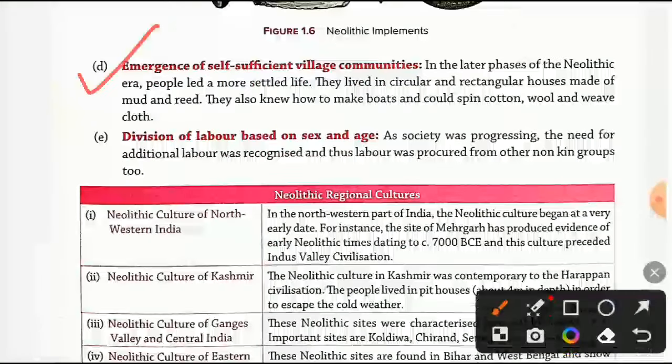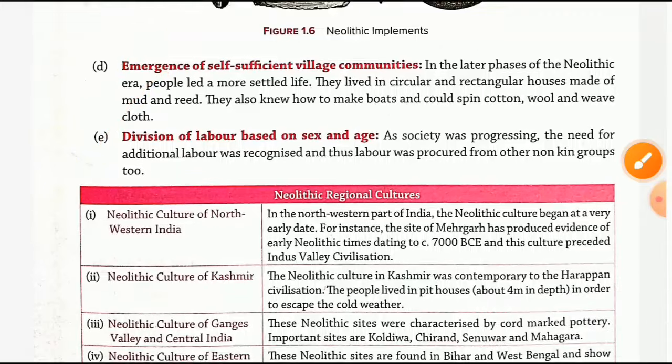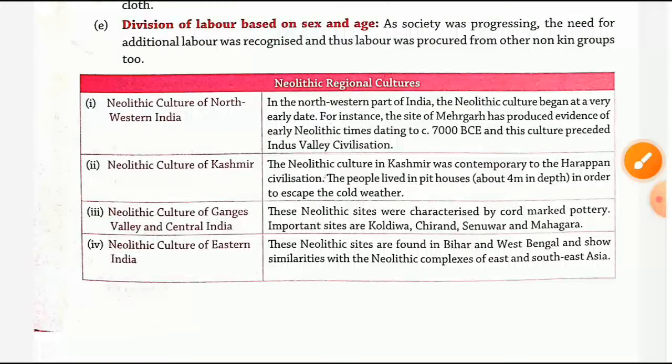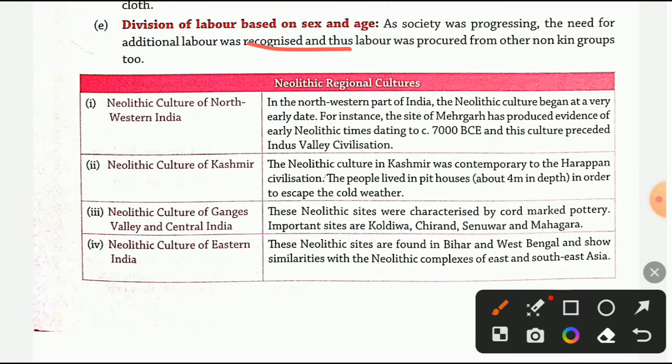Emergence of self-sufficient village communities. As food was produced, self-sufficiency developed. Division of labor based on sex and age. It got prominent here. We can see in the Mesolithic age it got started and it got prominent here in the Neolithic, that is division of labor.